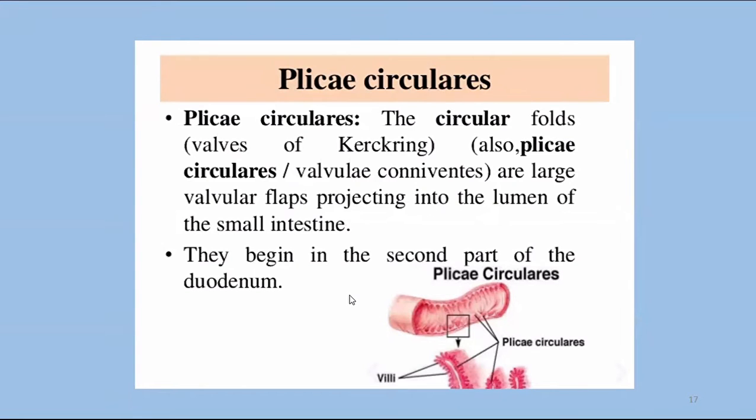Another important feature of the small intestine are the plicae circularis, or circular folds, or the valves of Kerckring, or valvulae conniventes. These are large valvular flaps projecting into the lumen of the small intestine. Actually, they begin in the second part of the duodenum. So this is a distinguishing feature of the small intestine, the plicae circularis.